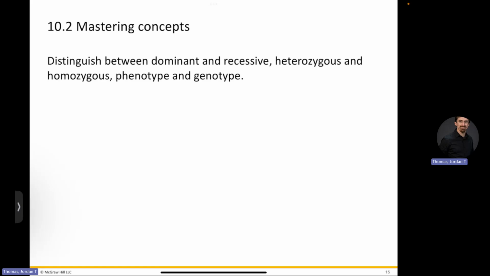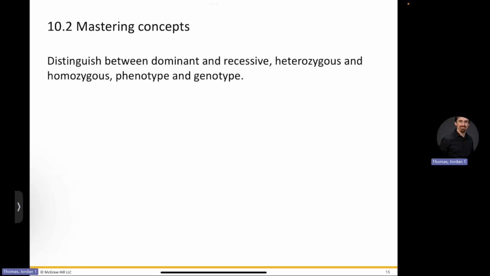Now, take a second to distinguish between dominant and recessive, heterozygous and homozygous, phenotype and genotype. Okay, let's go over this. Dominant alleles always show their characteristic as long as they are present. Recessive alleles only show their characteristic when the dominant allele is not present. They have to be by themselves. Heterozygous means you have two different alleles. Homozygous means you have the same type of alleles, big Y, or little y.